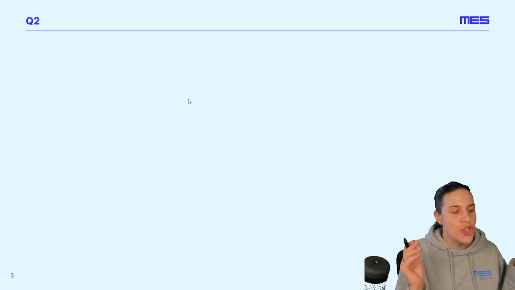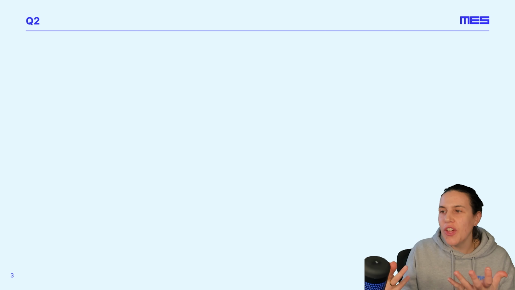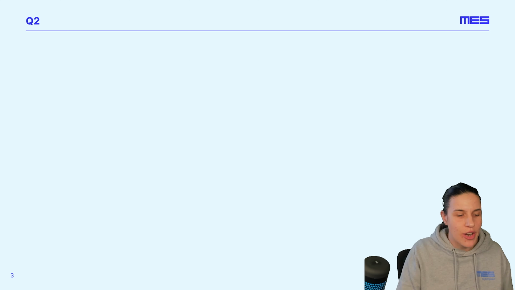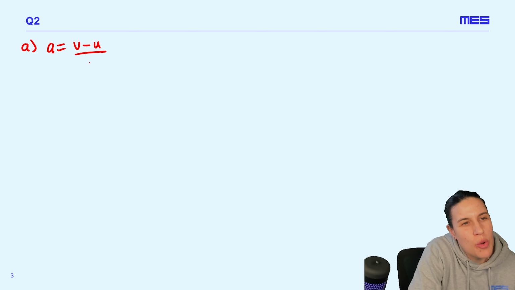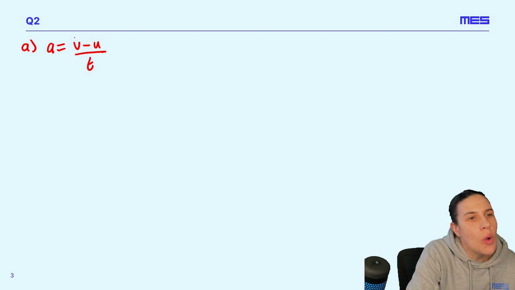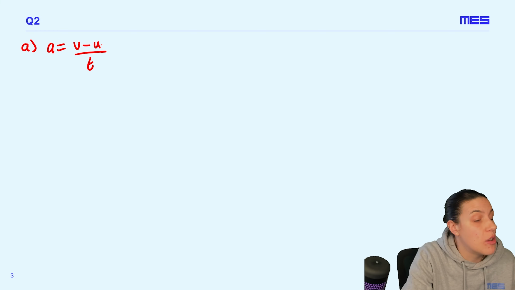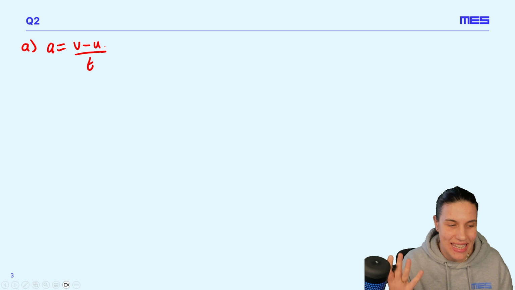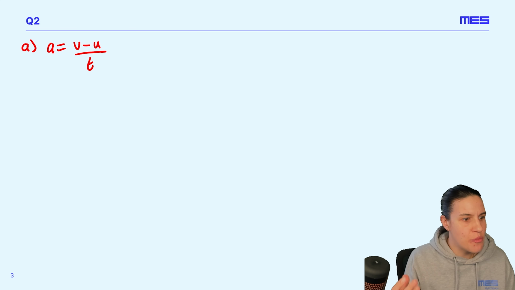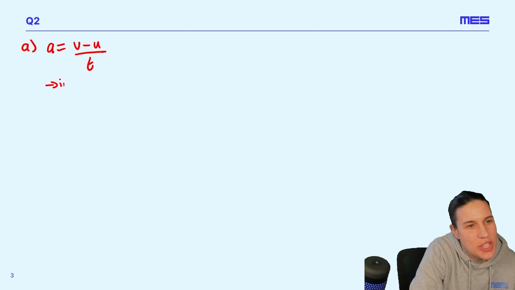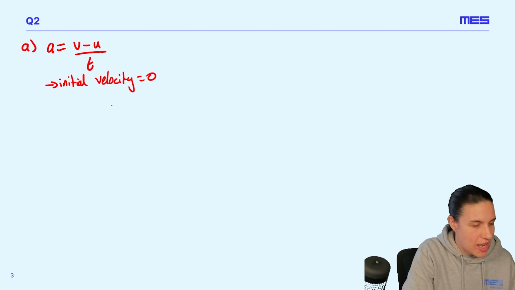Question 2 is good old Newton's second law. Investigate how resultant force affects acceleration. Lovely. So the first thing I need to do is describe how the student can measure the acceleration of the trolley. So the equation I know for acceleration is a is equal to v minus u over t, right? Where v is my final velocity or my final speed, u is my initial velocity or my initial speed, and t is the time it takes to go between these two velocities, okay? Now, because my trolley can start from rest, I know that u, my initial velocity, is going to be 0, okay?